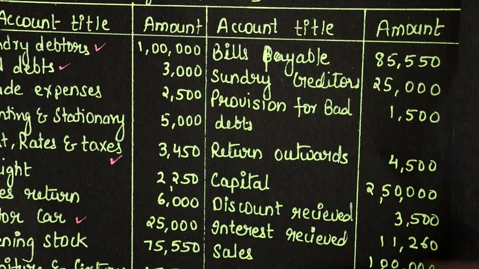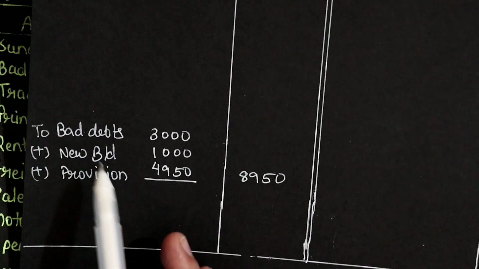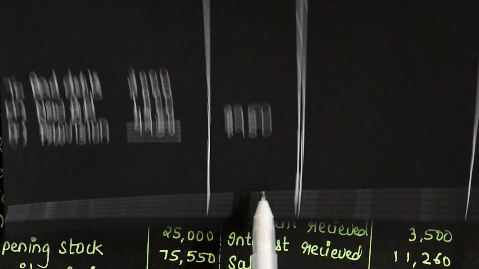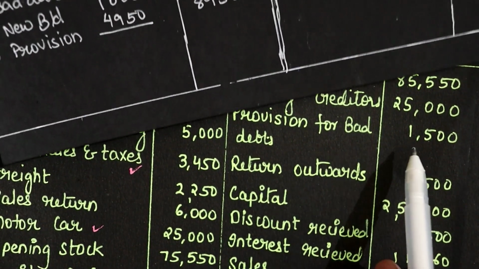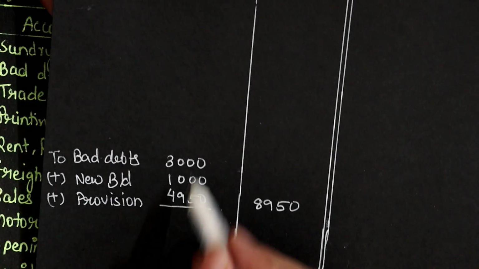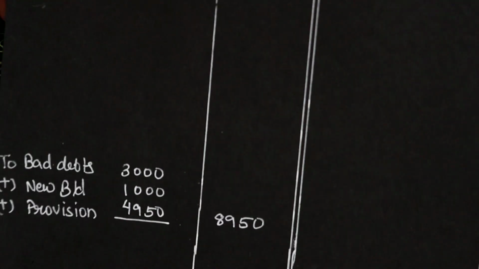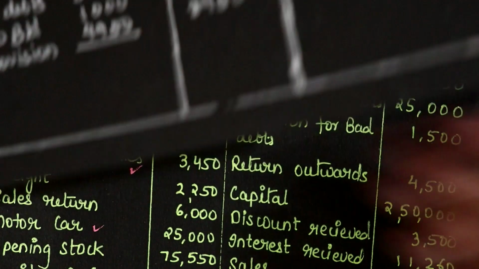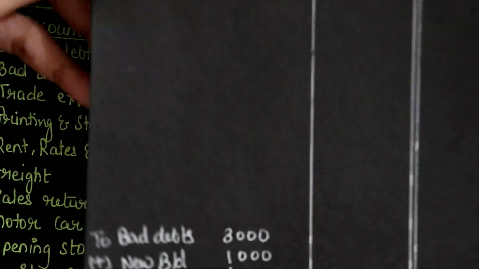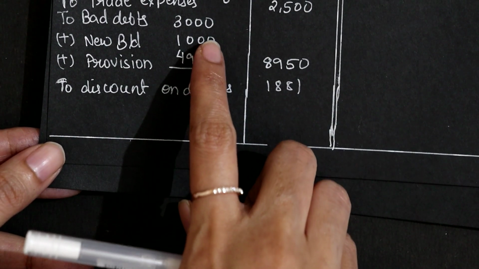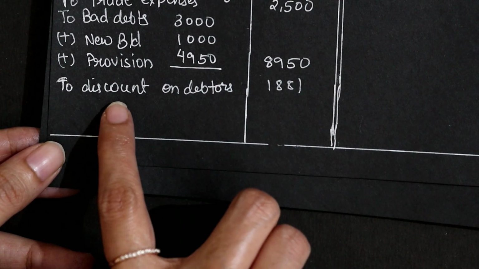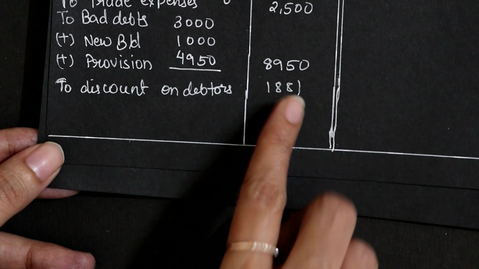Now one thing to make note of: the provision for bad debts that appears on the credit side of trial balance, I am not adjusting here. If you have given the effects on the debit side and if your total of these three is less than the old provision for bad debts, then you have to strike it off and write it again, everything on the credit side. So it's better to write these three things here and write the provision on the credit side. So provision we will write later when we write the entries of the credit side. After giving effects of the bad debts, new bad debts and provision, we will write discount on debtors separately.